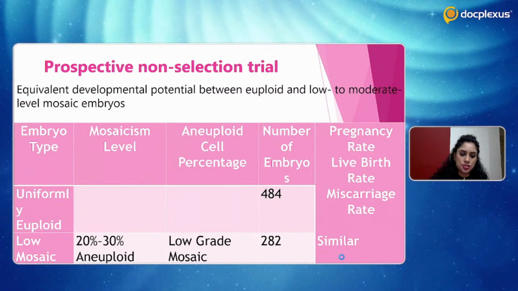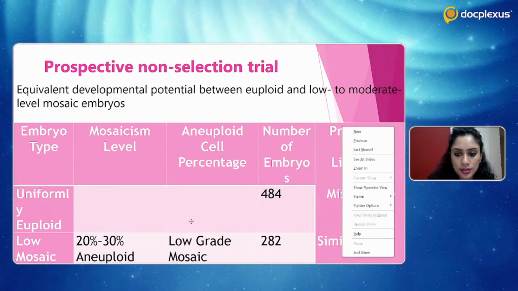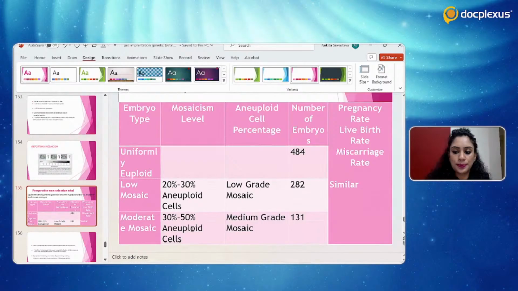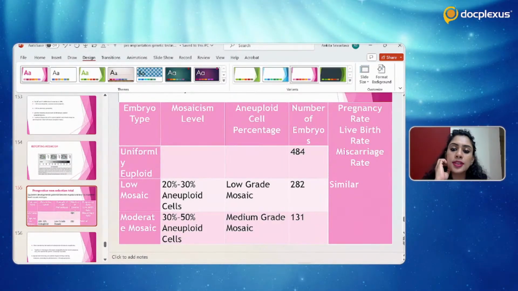Now, in prospective non-selection trials, equivalent developmental potential between euploid and low to moderate level mosaic embryos was demonstrated. So you can see in the chart, when you look at the embryo type, whether it is uniformly euploid, low mosaic or moderate mosaic: if it is uniformly euploid, the pregnancy rate is higher. When you see low mosaic, it may be similar, but moderate mosaic will not give a good result.